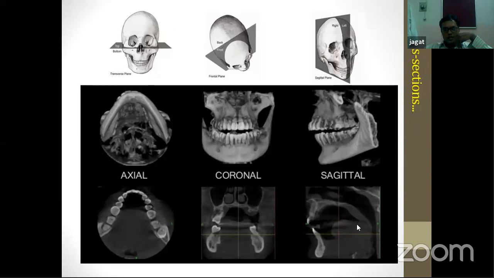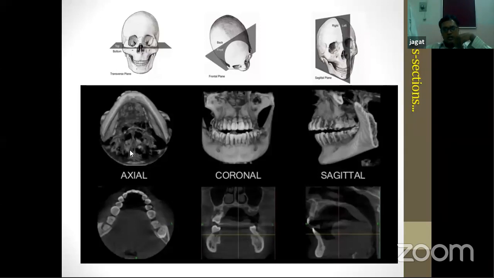It's like looking at yourself from the side, the side view. So you're moving from one side to the other side. And this is our sagittal section. Now, based on these three planes, the computers would reconstruct a model.